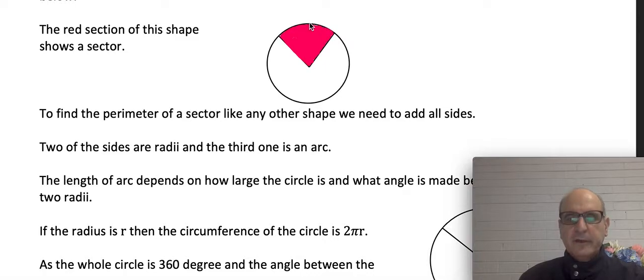Find the whole circle. Then the next bit is to see what fraction of the circle belongs to this sector. This depends on this angle here, the angle made between the two radii. If this was 360, that would have been the whole circle. If this was 90 degrees, that would be a quarter of a circle. If this was 180 degrees, it would be half of a circle, or a semicircle.